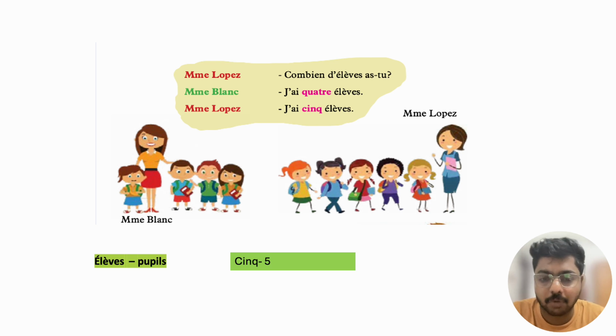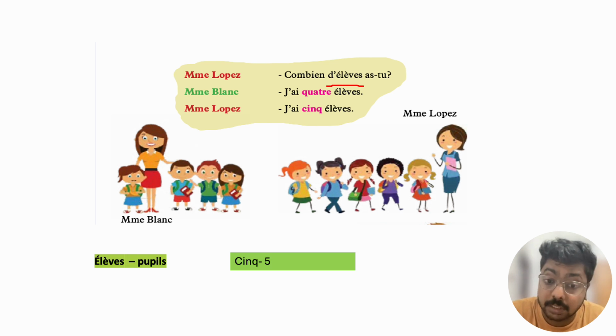Let us look into this conversation. It is between Madame Lopez and Madame Blanc. Here MME stands for Mrs. in English. Here we read it as Madame Lopez. Madame Lopez, combien d'élèves as-tu? Here you might have noticed an apostrophe.